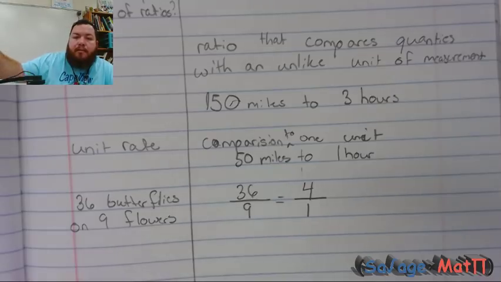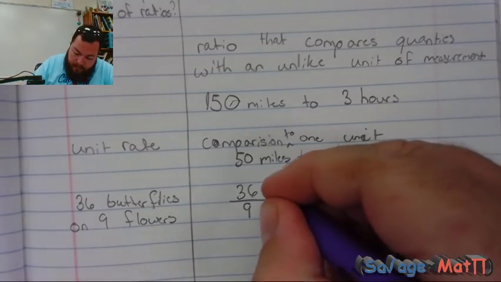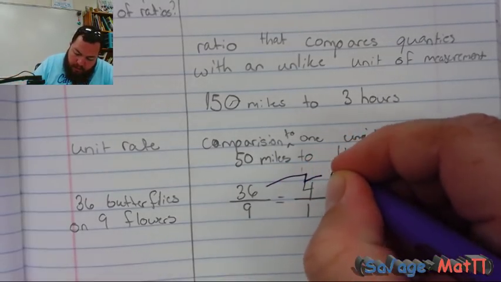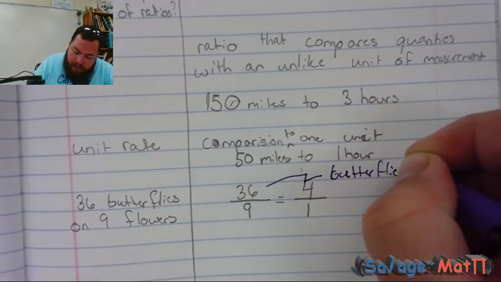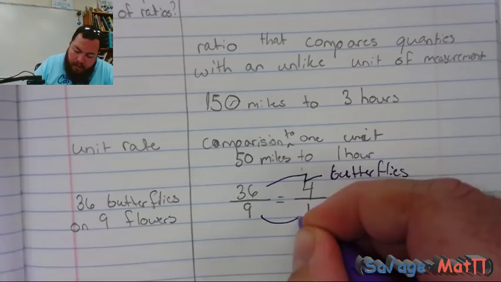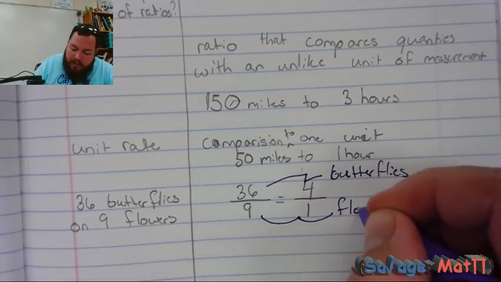Okay? And now remember, this right here is butterflies, and this right here is the number of flowers.